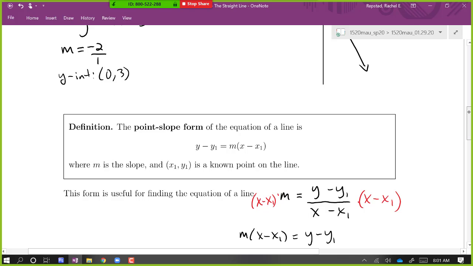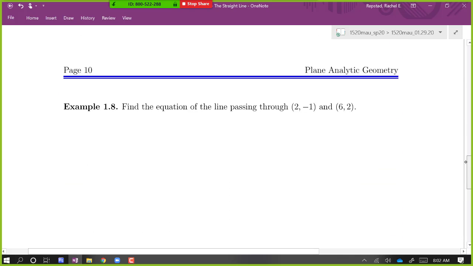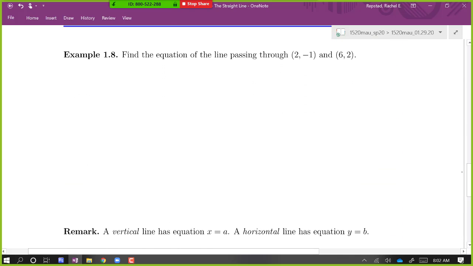I'm going to scroll on to the next page. If you're still writing or need me to stay, let me know. In this example, they want us to find the equation of a line passing through a couple of points. If I have 2 points, I can, of course, find the slope. So we'll do that.